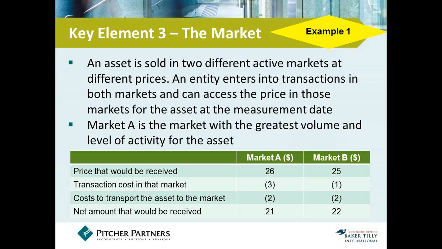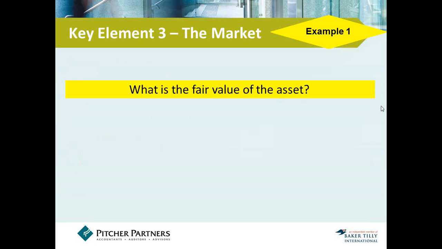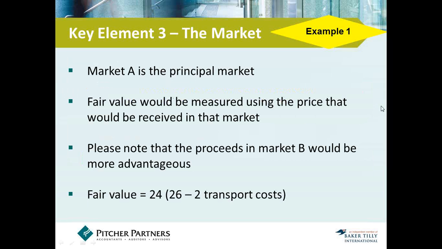All right, very interesting. Thank you very much for all your responses. Fantastic. We've got a wide spread of answers, so I think we better discuss. First of all, market A is the principal market. Why is market A the principal market? Because it wasn't clear which entity is the principal market. Therefore, we look for the greatest volume and level of activity. Market A is the greatest volume and level of activity. That was said in bullet point 2.